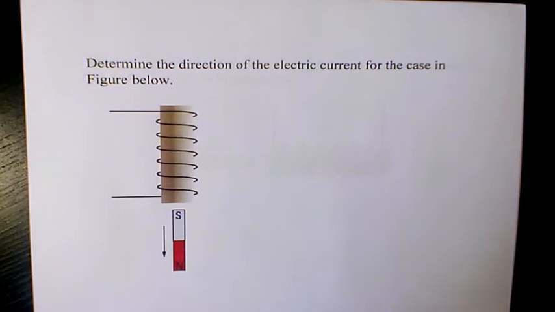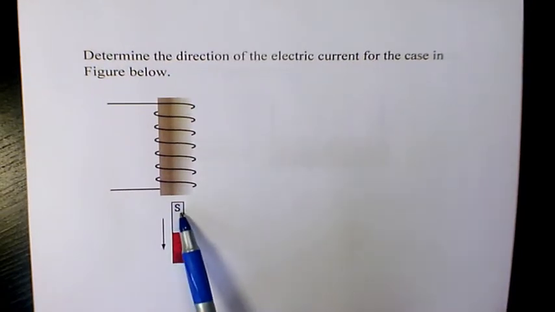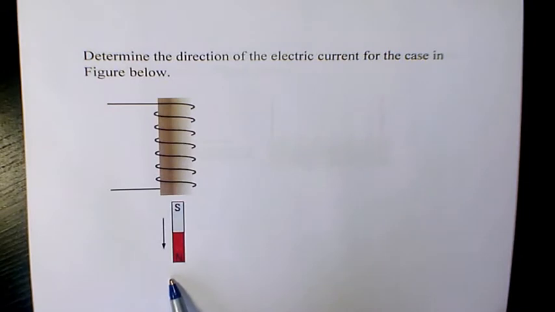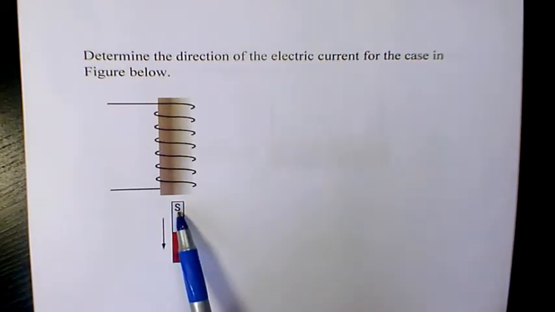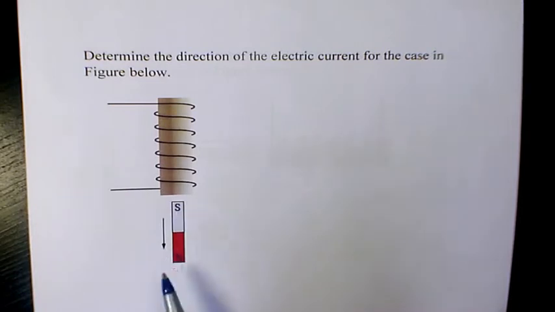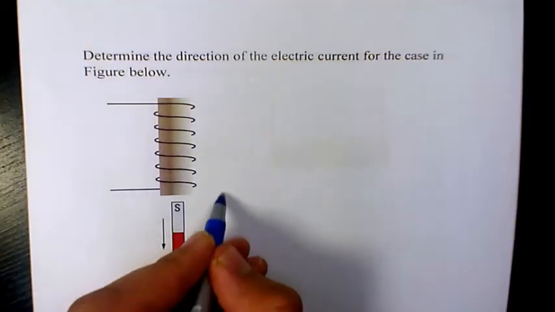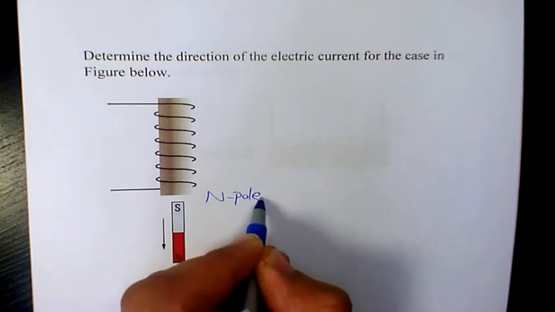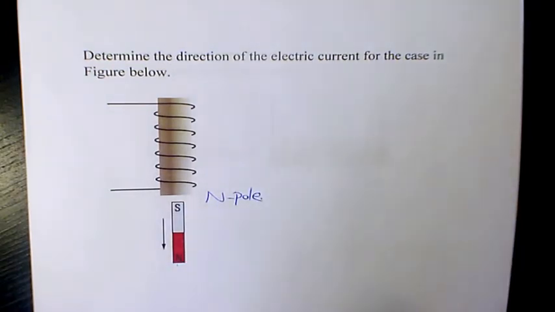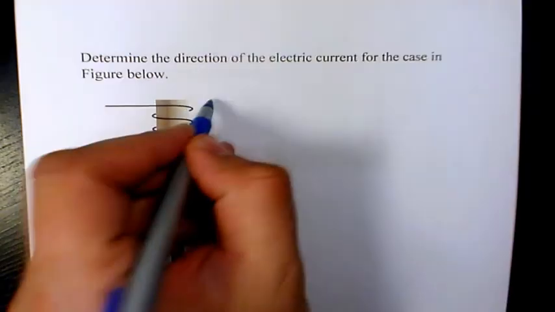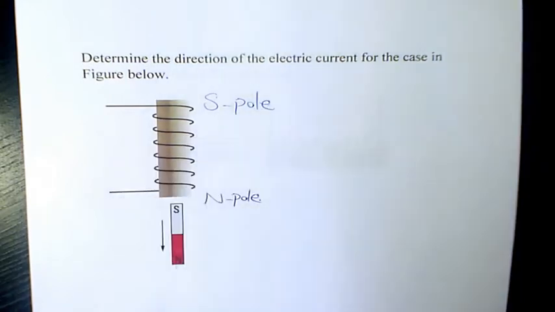For example, in this case, this magnet is going down. In this side we have the south pole, or S pole. This side we have the N pole. Since we have removal of the magnet, we need to have an N pole in this side of the coil in order to oppose the removal of the S pole of the inducing magnetic field. So it's going to be N pole here and S pole in here.